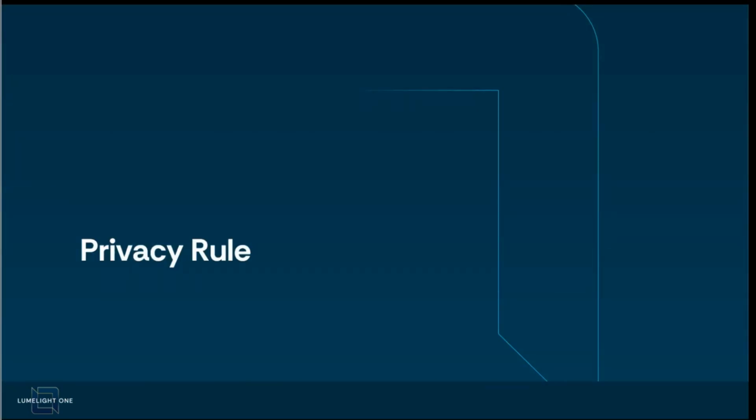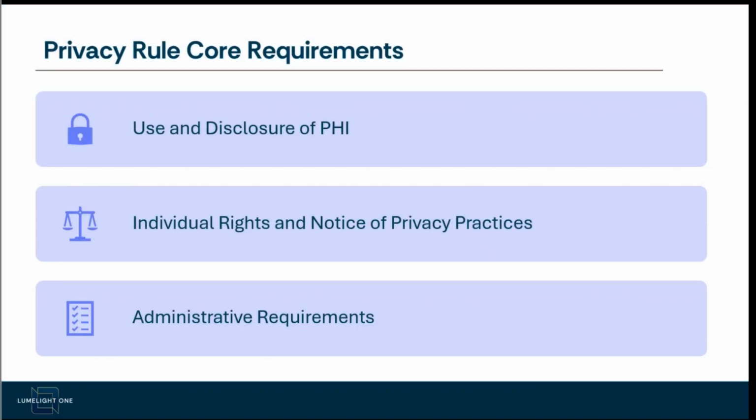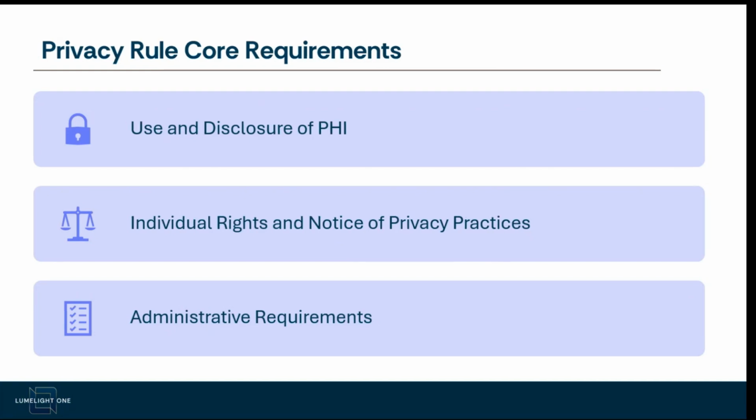Now we are going to look at what the HIPAA privacy rule requires. There are three core requirements under the privacy rule. First, the use and disclosure rules. These are the rules that dictate how and when a covered entity or business associate is permitted to handle PHI. The second requirement includes an individual's rights to their own PHI and the Notice of Privacy Practices that describes these rights, as well as how the covered entity uses individuals' PHI. And lastly, there are the administrative requirements that we will cover in a moment.